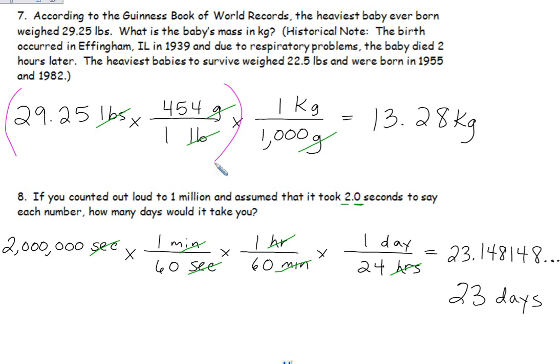And then hopefully you got number 8 right, because we kind of had one earlier that looked real similar. If you count out loud to 1 million, and you assume that it takes 2 seconds to say each number, assuming that it will take you 2 million seconds, then how many days would it take you? And I guess that's like 23 days with no breaks. I left it as 2 sig figs just because of the 2.0 in the original problem. And 23 days seems to make a little more sense than 23.148 with a whole bunch of garbage.